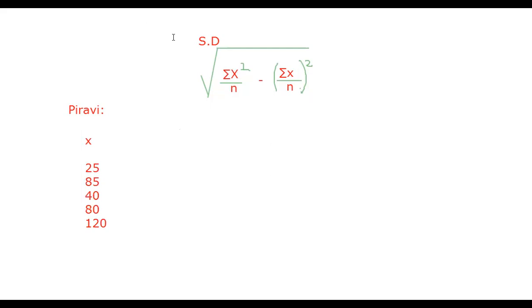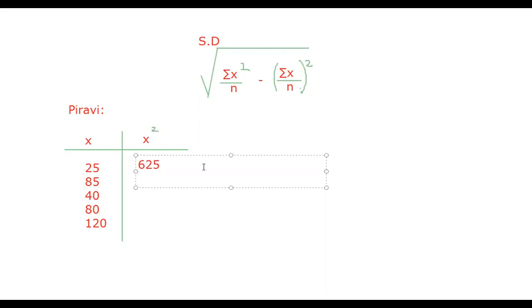So let us observe the formula here. That is sigma x squared by n. So what we have is x, and we need to find x squared, right? Yes. So we multiply 25 into 25. Now we are going to do x squared. So 25 into 25 is 625.